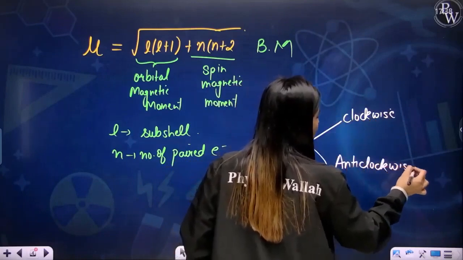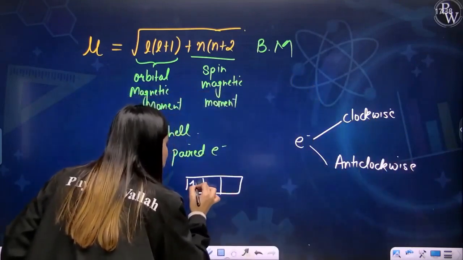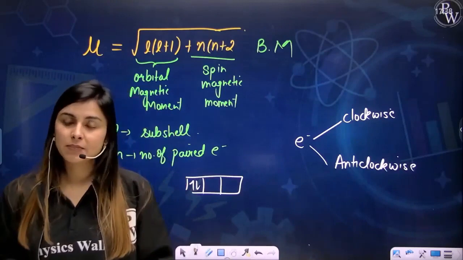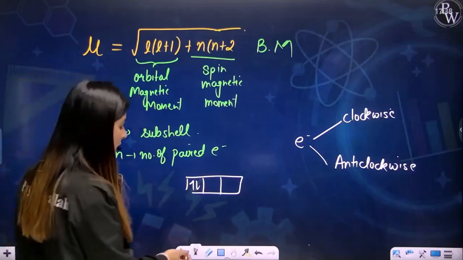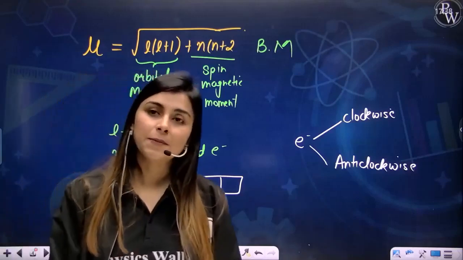Right? Perfect. And you know that in an orbital, a maximum of 2 electrons can exist, and one will have your clockwise and one will have your anti-clockwise spin.